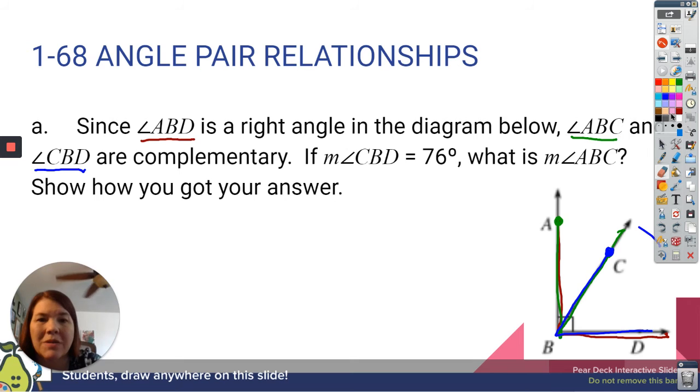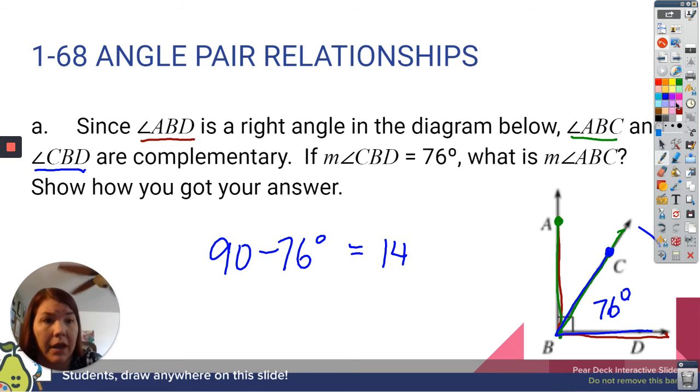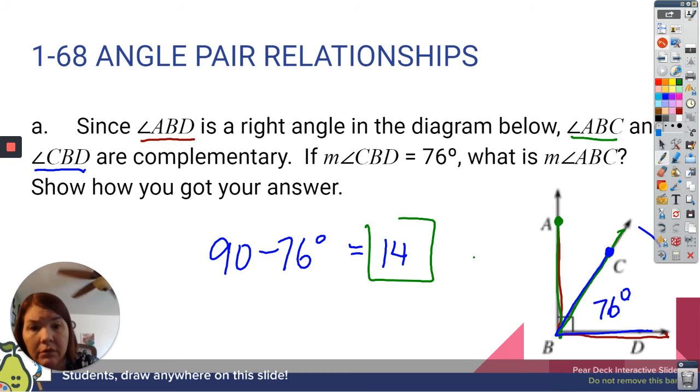Okay. So CBD, the one that I made blue, is 76. What is the measure of ABC? Well, we can find this by subtracting 90 minus 76, which is 14. So my green angle is 14 degrees. All done. That's it. No big deal. This one's got to be 14 so that they can make 90.